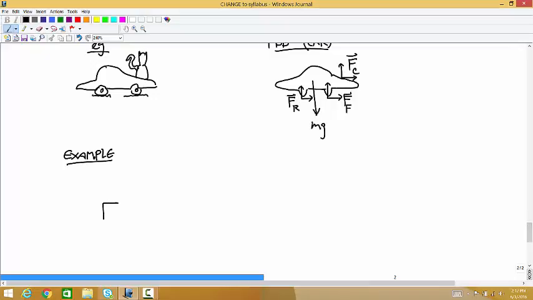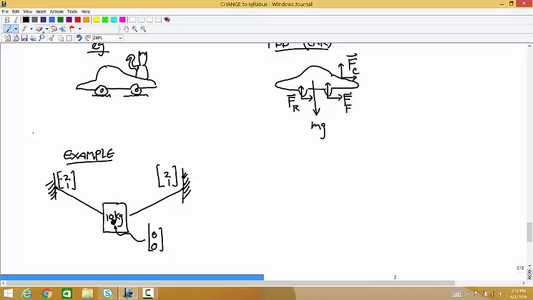All right, so let's say that there is a 10 kilogram mass, and it's hanging from two cables connected to the walls. This location is (-2, 1). This location is (+2, 1). The origin is the center of mass of the mass. And we want to know what the cable tensions are.